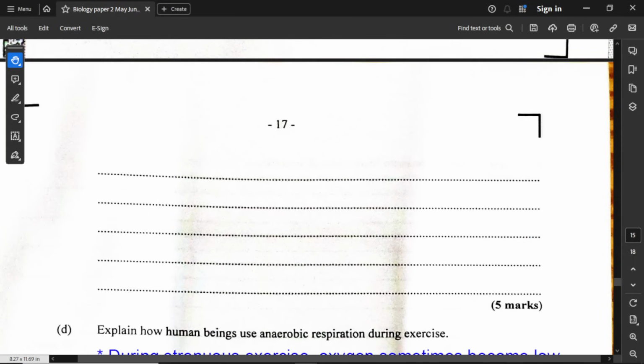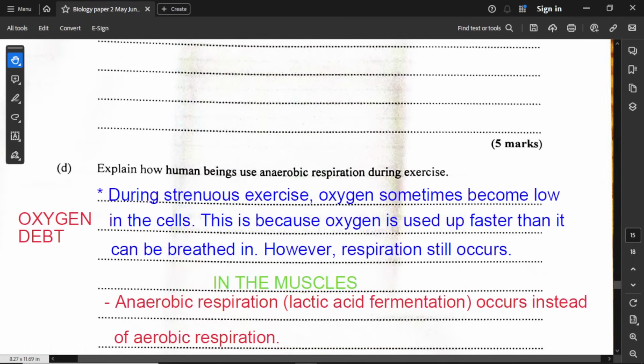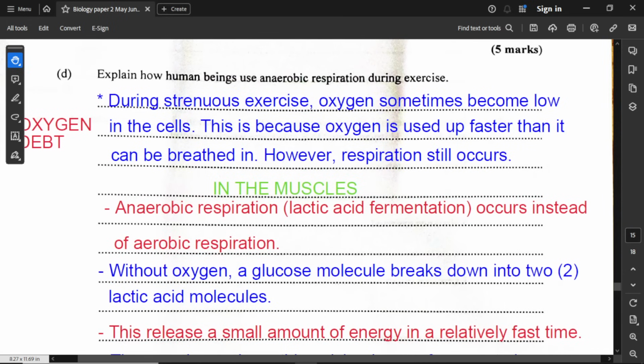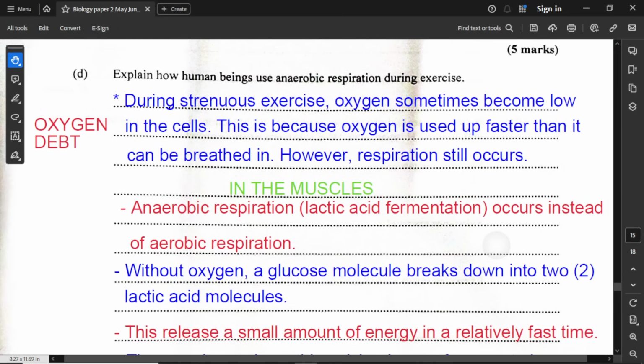Now let's jump to the next part of the question here. Part D. It said, explain how human beings use anaerobic respiration during exercise. And a point to note is that I'm just going to use this concept of explain oxygen debt. All right. And so during strenuous exercise, oxygen sometimes becomes low in the cells. And this is because oxygen is used up faster than it can be breathed in. All right. However, even though oxygen is low, respiration still takes place.